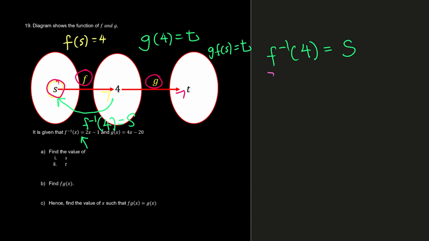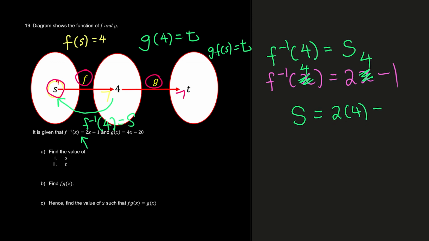But they also give us that F inverse of x is 2x minus 1. So I now just need to plug in x as 4, because it's no longer an unknown, we already know. And the answer is going to be S. 2 times 4 minus 1. So S is going to be 8 minus 1, which is 7.